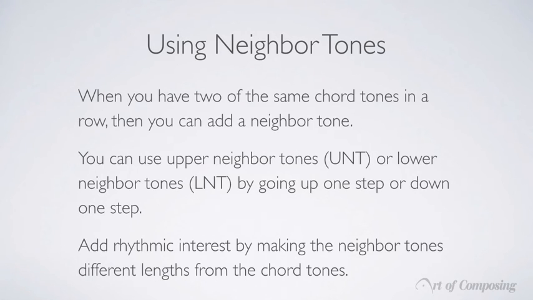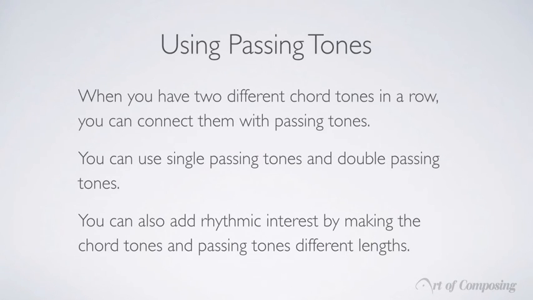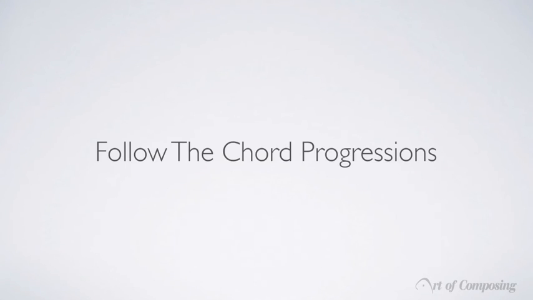And then the guidelines for using the passing tones. When you have two different chord tones in a row, you can connect them with passing tones. You can use single passing tones and double passing tones. And you can also add rhythmic interest by making the chord tones and passing tones different lengths. And then finally, make sure you follow the chord progressions given.